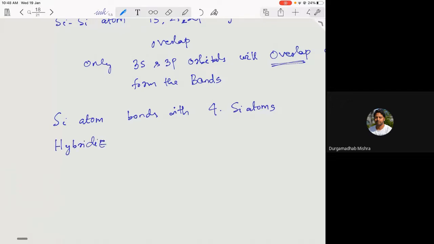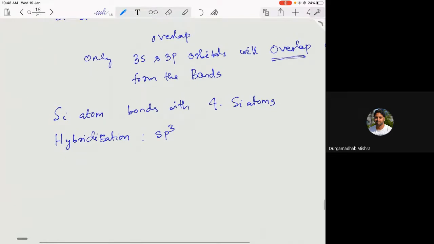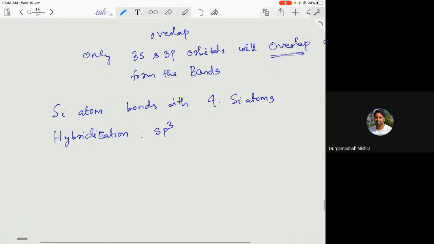Hybridization happens. I think in carbon, this hybridization takes place. So what is this hybridization? This is the sp3 hybridization, and due to this sp3 hybridization, you have a formation of 4 sp3 hybridized atomic orbitals with 1 electron each.